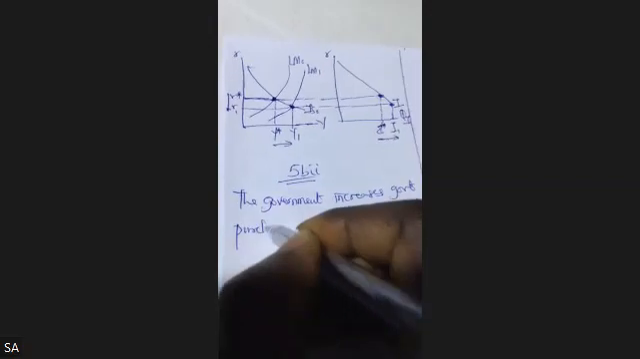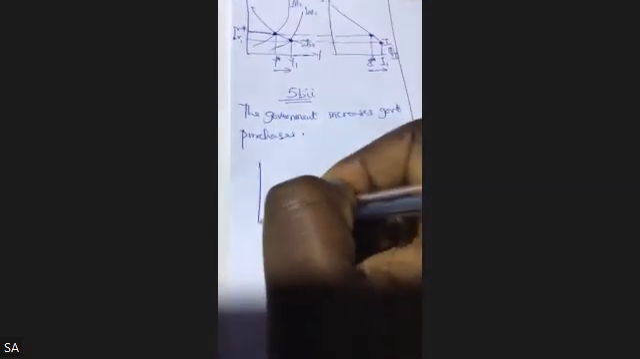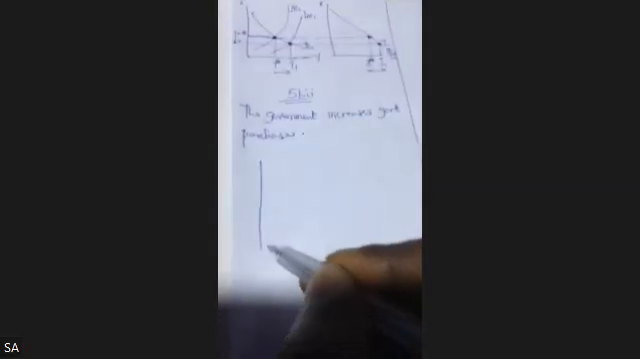The government increases government purchases. So what happened to interest rate, consumption, income, and investment? So now let's go there. Let's do this together. So this is my vertical line for my interest rate. This is my horizontal for my output.